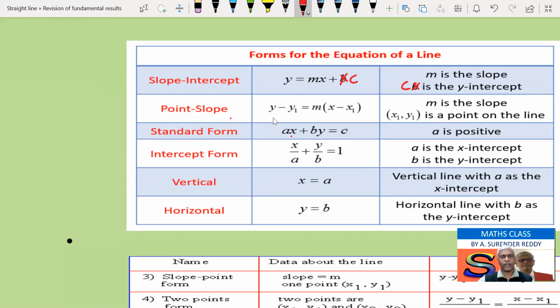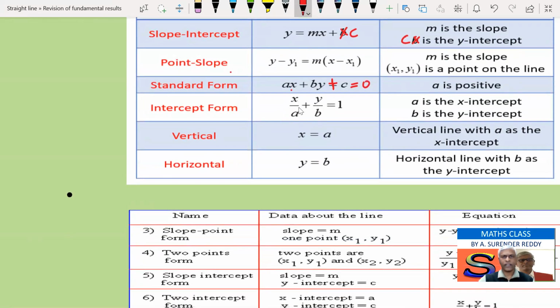Point slope form: if one point and the slope are given, then the formula is y minus y1 is equal to m into x minus x1, where m is the slope and x1, y1 is a point on the line. The standard form for a straight line is ax plus by plus c is equal to 0, where a is positive. This is the standard form of an equation of a straight line.